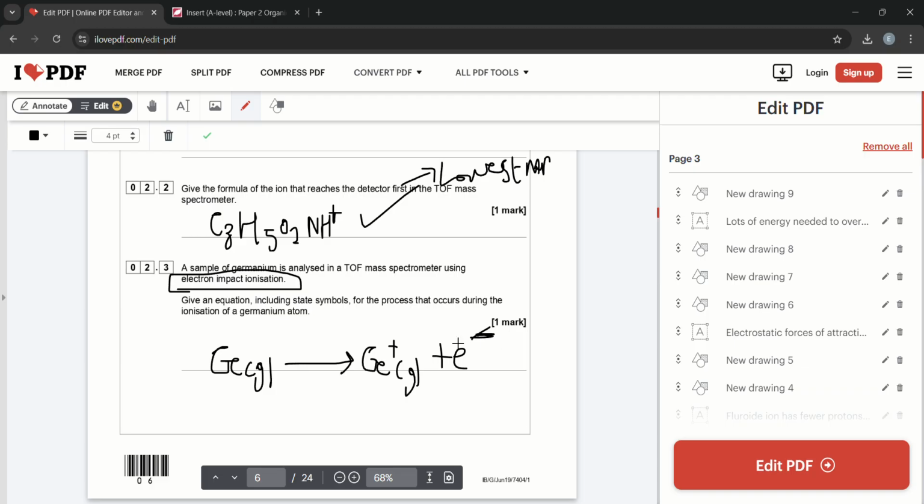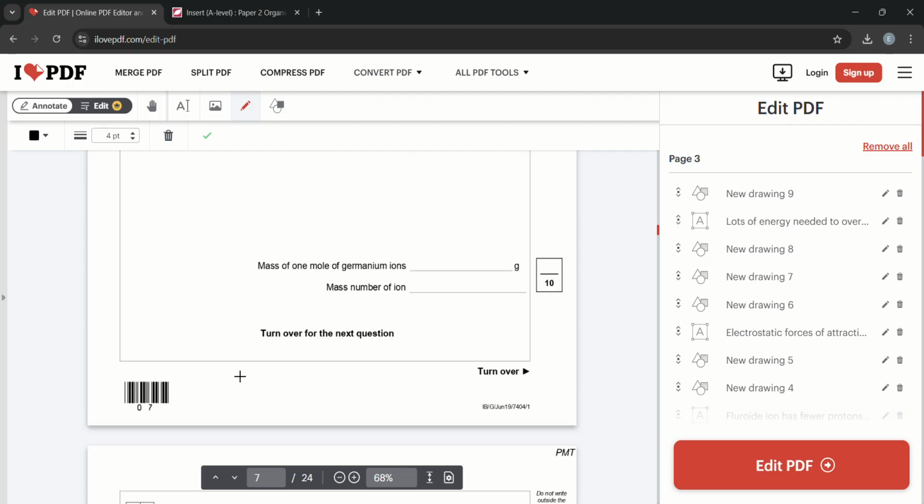So very similar to first ionization energy, or is it the same? I'm not sure, I think it is. But that's the electron impact ionization. You've got the positive charge, the gas, and the electron, and then you've got the simple atom, in this case, with its state.